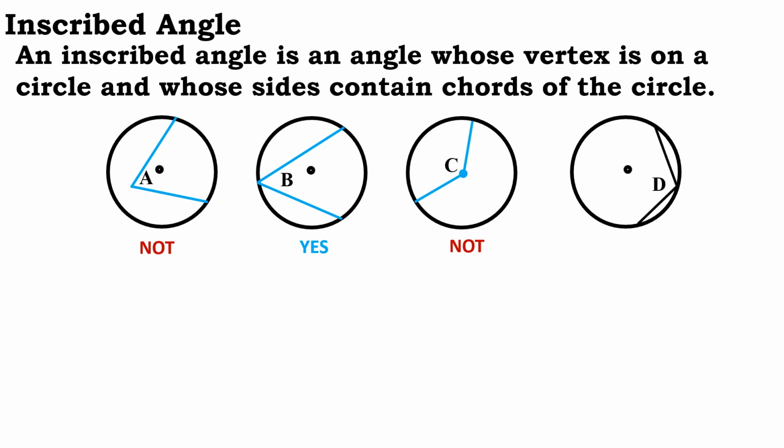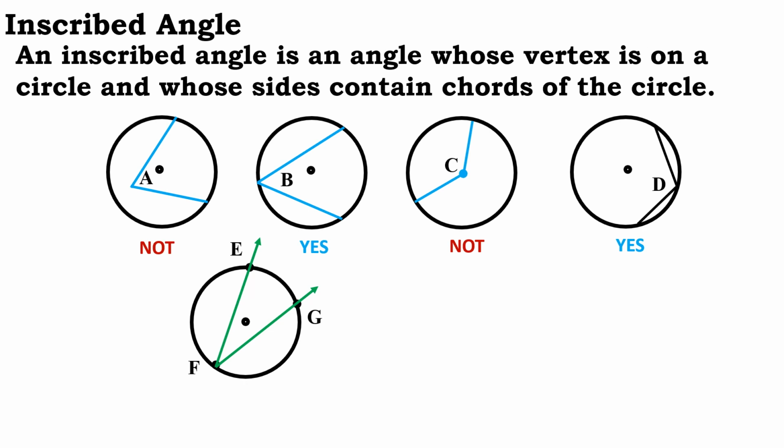Another circle and an angle inside the circle. Angle D is an inscribed angle because its sides contain chords of the circle and the vertex is on the circle. Let us draw another circle. So we have point E, point F, and point G. Let us draw two chords to make an angle. So, chord FE and chord FG. So, we now have angle EFG.